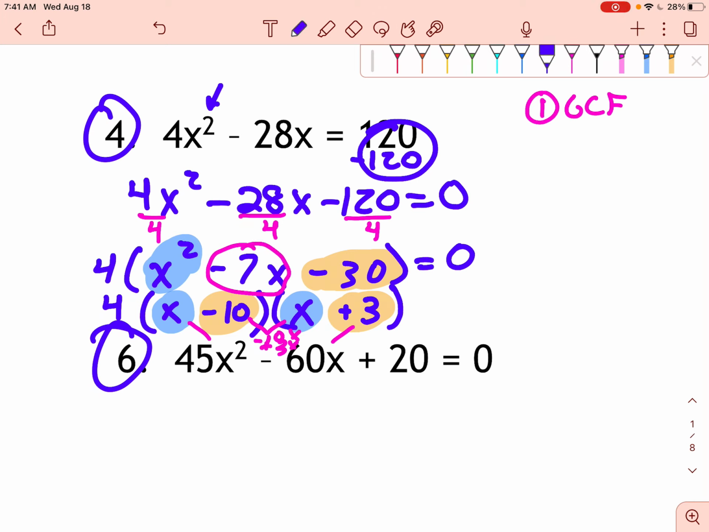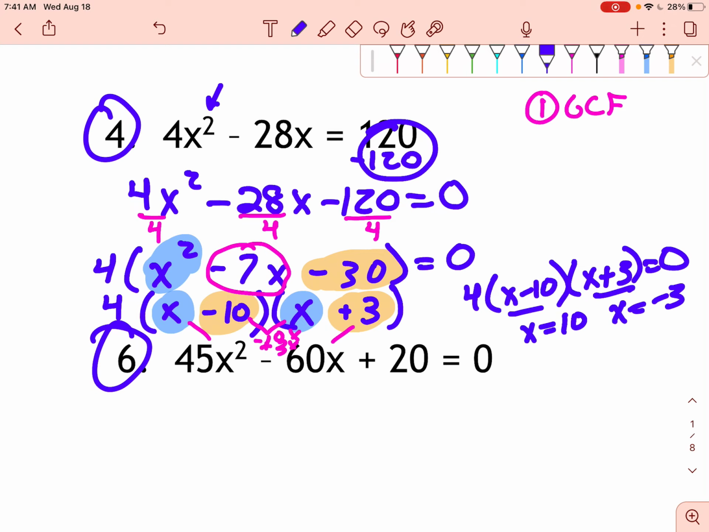My factors, therefore, are 4 times the quantity x minus 10 and x plus 3 is equal to 0. Set each of these equal to 0, and when you do that, you get x is 10 and x is negative 3. And if you take those, plug them back in up here, I guarantee those will work, okay? But you always want to check your answers.